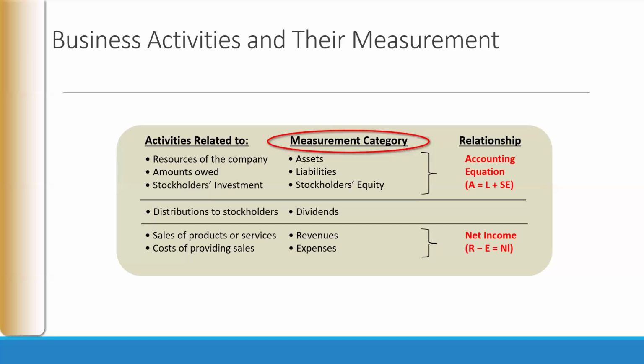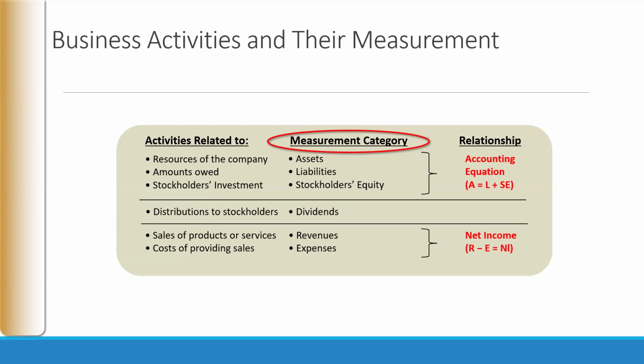So a company's resources are their assets, the amounts that they owe to other people, liabilities, and then an amount that's left over for the owners of the business would be the stockholders' equity, owner's equity. Those are all going to be shown on the balance sheet.